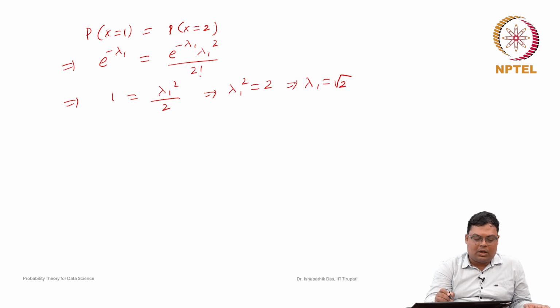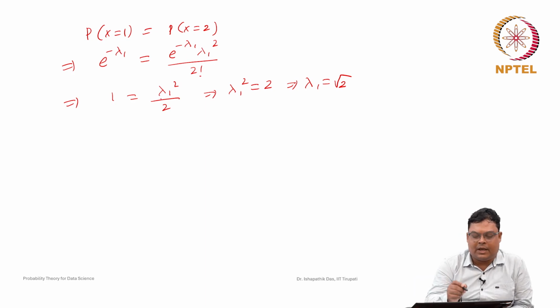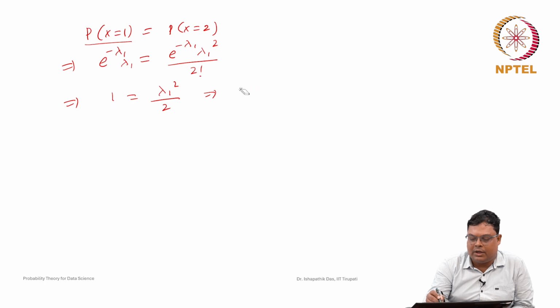So, we have made some mistake here. The probability of X equal to 1 is not e to the power of minus lambda 1, lambda 1 to the power 1 by 1 factorial with that extra lambda 1 factor, so that is why it is wrong. Now we have to solve it again.